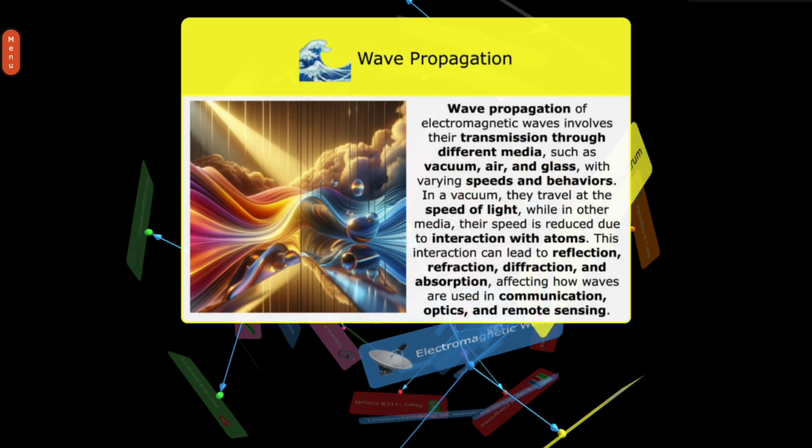Wave propagation of electromagnetic waves involves their transmission through different media, such as vacuum, air, and glass, with varying speeds and behaviors. In a vacuum, they travel at the speed of light, while in other media, their speed is reduced due to interaction with atoms. This interaction can lead to reflection, refraction, diffraction, and absorption, affecting how waves are used in communication, optics, and remote sensing.